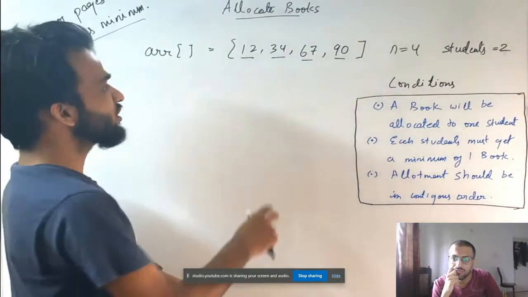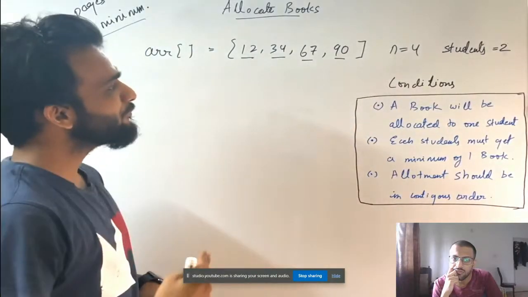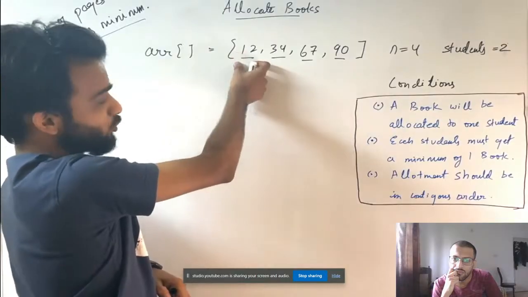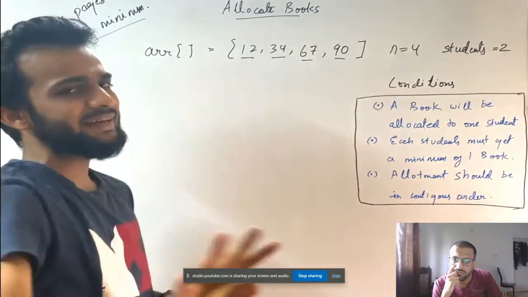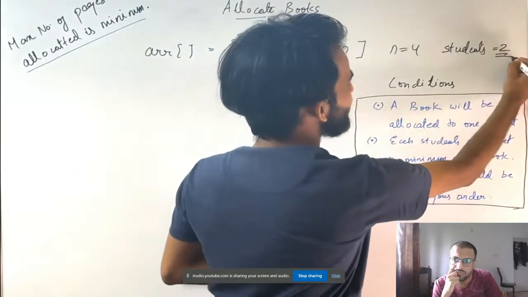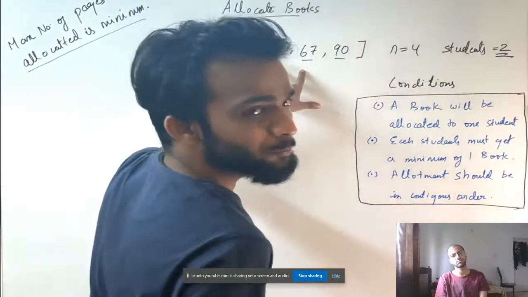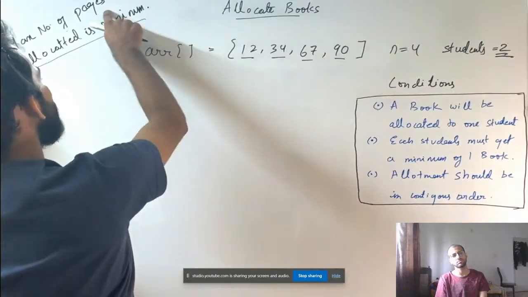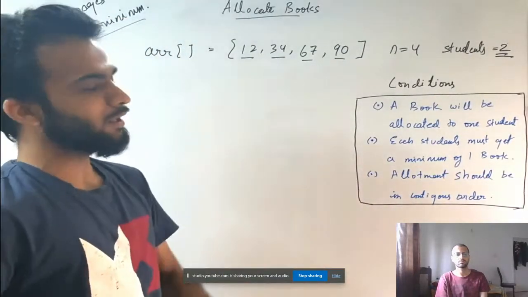The problem states you'll be given n books, and every book will have a certain number of pages. Like the first book over here has 12 pages, the second book has 34, the third book has 67, the fourth book has 90 pages. And you'll be given students. Your task will be to allocate these books to the students such that the maximum number of pages allocated to a student is minimum. What does that mean? We're going to come to that.